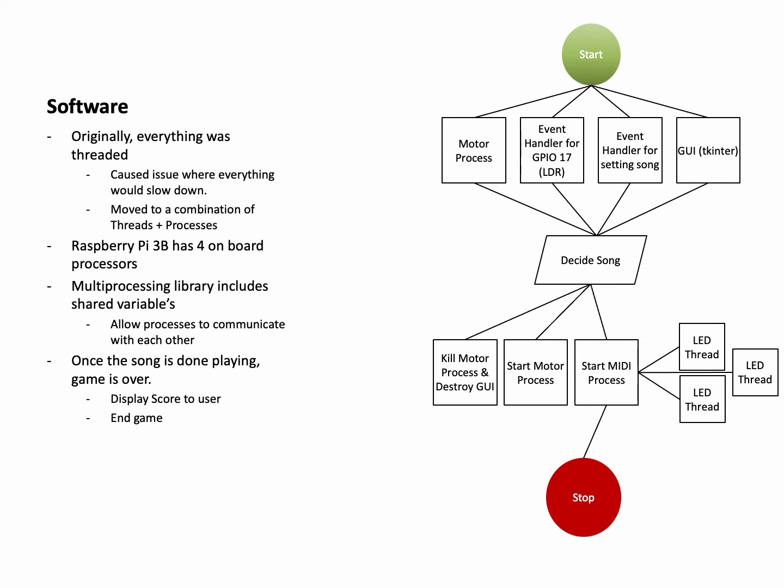Once the program is started, the initial GUI will pop up, and the motor process will begin to show 3 laser beams. Additionally, 2 event handlers are set, one for the LDR and the other for song selection. Once the song is decided on and that event triggers, the program will destroy the current GUI and kill and rehome the motor process. Once that's done, it will start a new motor process with all 8 beams and begin the MIDI process. This process will 1. play the selected song, and 2. spawn the LED threads that correspond to it. Once the song is done playing, the program will output your final score.